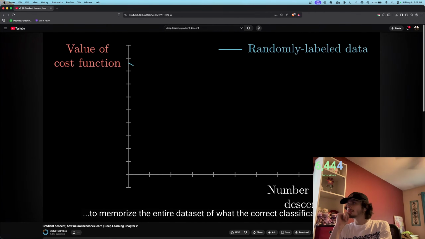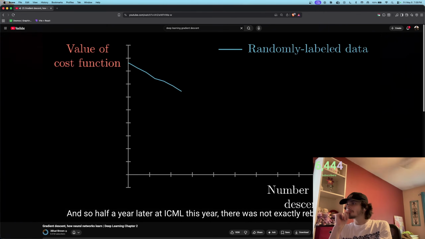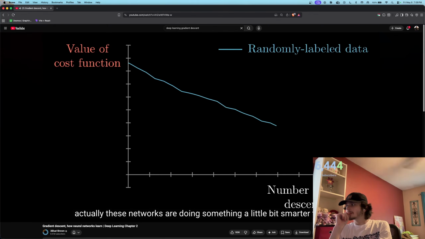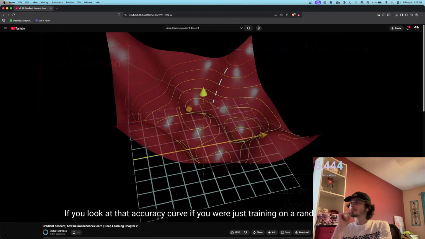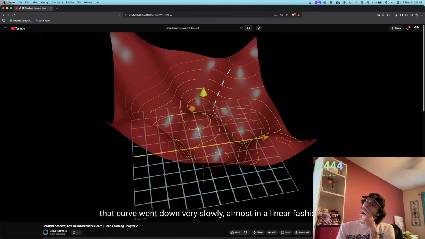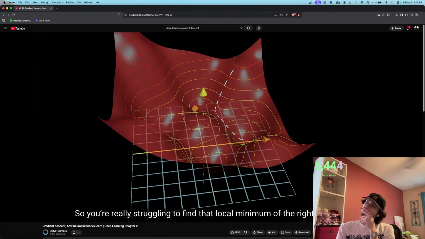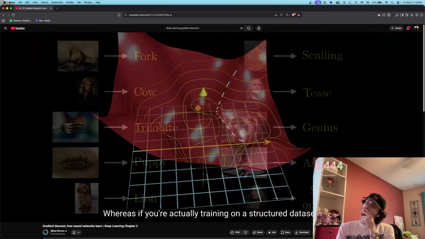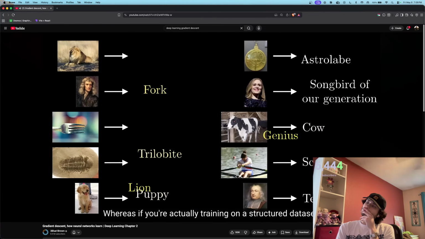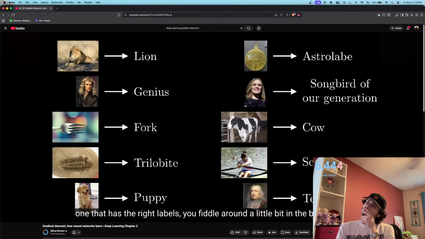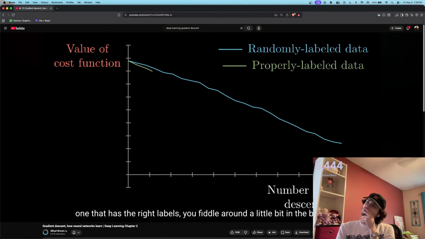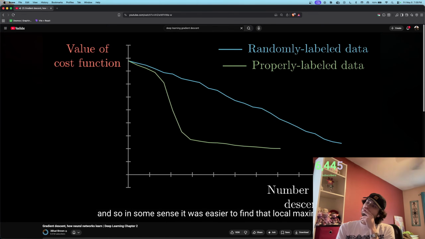If you look at that accuracy curve, if you were just training on a random data set, that curve sort of went down very slowly in almost kind of a linear fashion. So you're really struggling to find that local minima of possible, the right weights that would get you that accuracy. Whereas if you're actually training on a structured data set, one that has the right labels, you fiddle around a little bit in the beginning, but then you kind of dropped very fast to get to that accuracy level. And so in some sense, it was easier to find that local maxima.